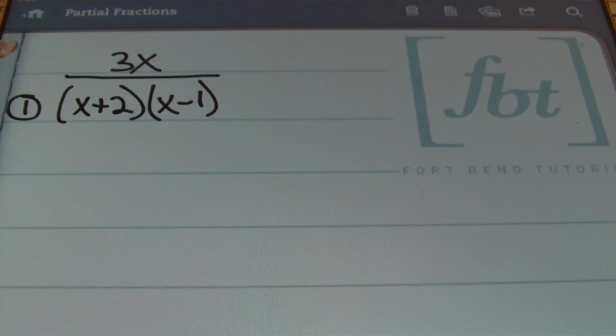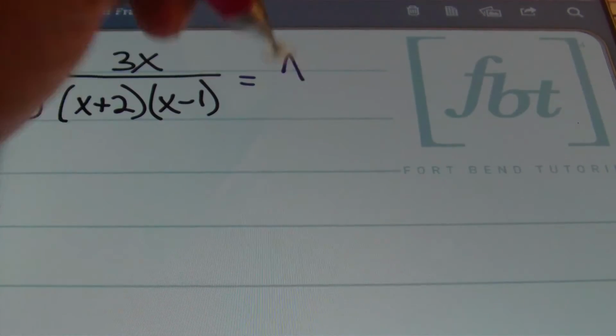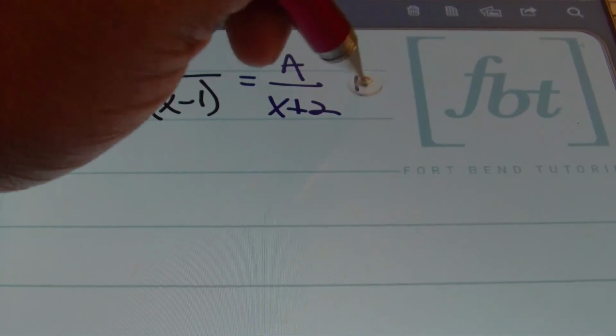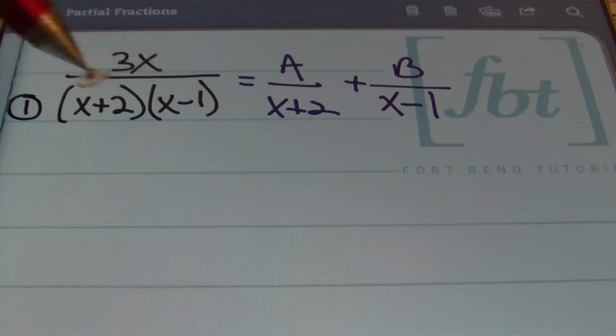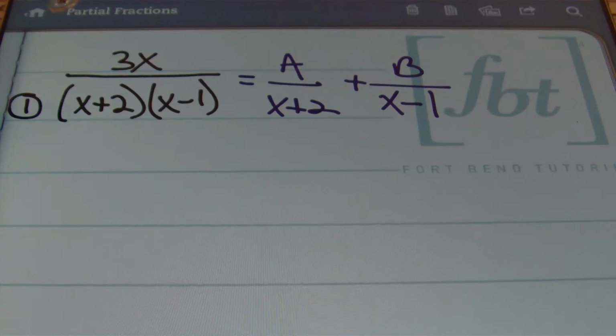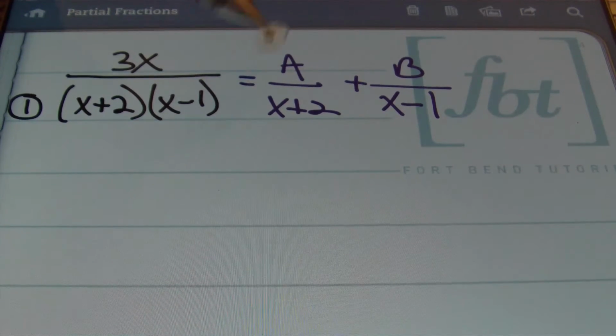Well, that means that for every distinct linear factor, remember, we'll have to have a term in the form of A over ax plus b. So my initial setup will be A over x plus 2 plus B over x minus 1. So notice that because each of these factors are distinct linear factors, I have my variable A over the first factor, which is x plus 2. Then I continue on to the next letter in the alphabet for my second linear factor and make it B over x minus 1. Since none of these factors repeat, that's all I need for my setup.